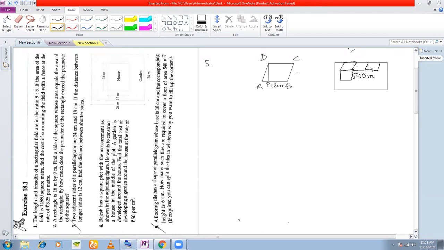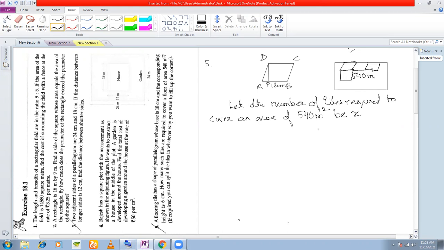This parallelogram tiles, you'll be covering this area with this. So how many of these tiles are required, right? I start by saying, let the number of tiles required to cover an area of 540 meters square be X.